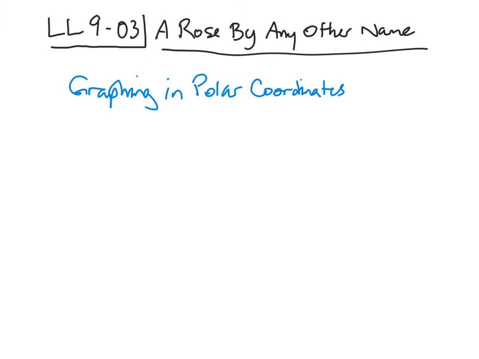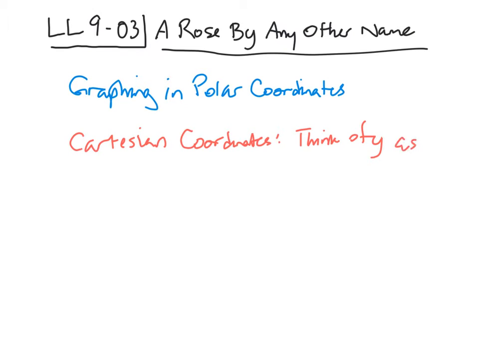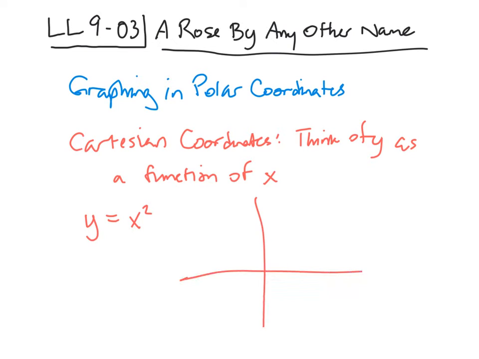So you'll recall that when we graph in Cartesian coordinates, we think of y, the second coordinate, as a function of x. So we might, for example, say, let's graph the function y equals x squared, and the graph would look something like this.